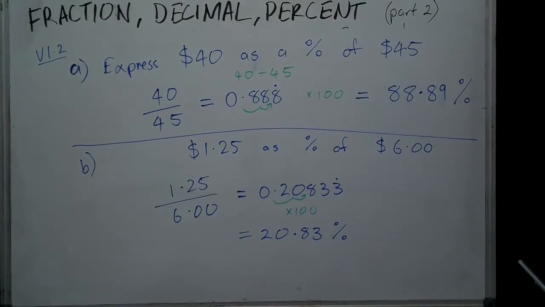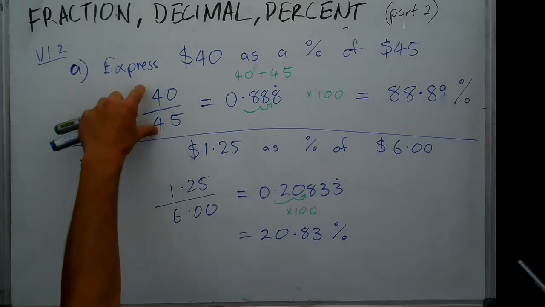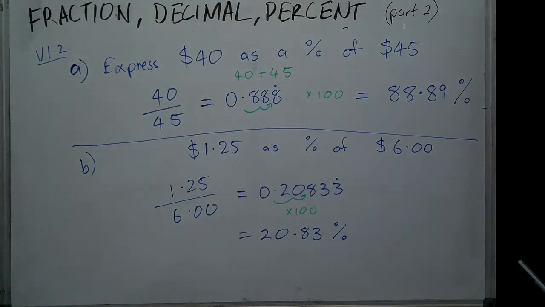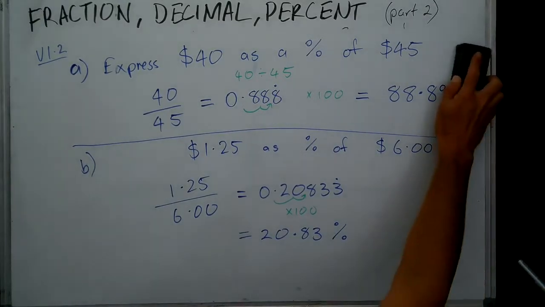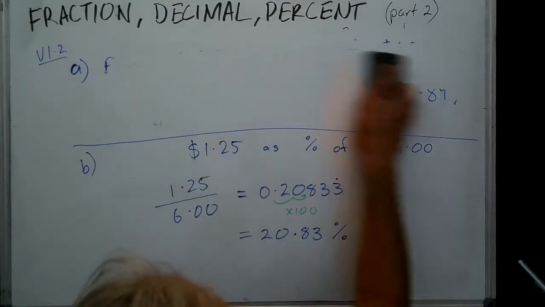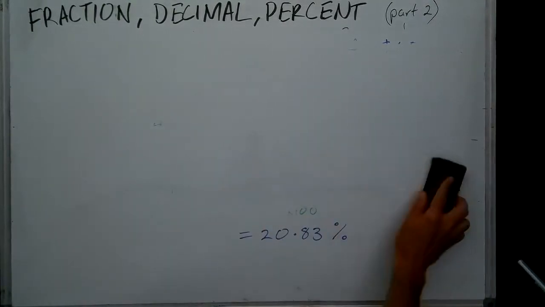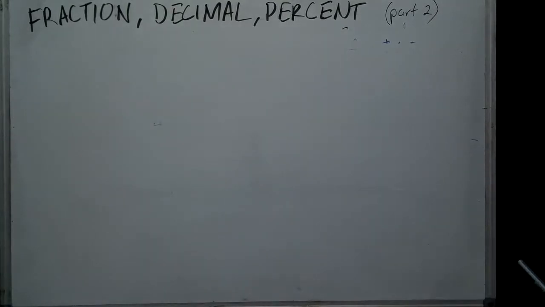Okay, so that's expressing one amount as a percent of another. So we make a fraction, turn it into a decimal, multiply by 100 to make it into a percent. Okay, the next couple of questions are finding a percentage of an amount.